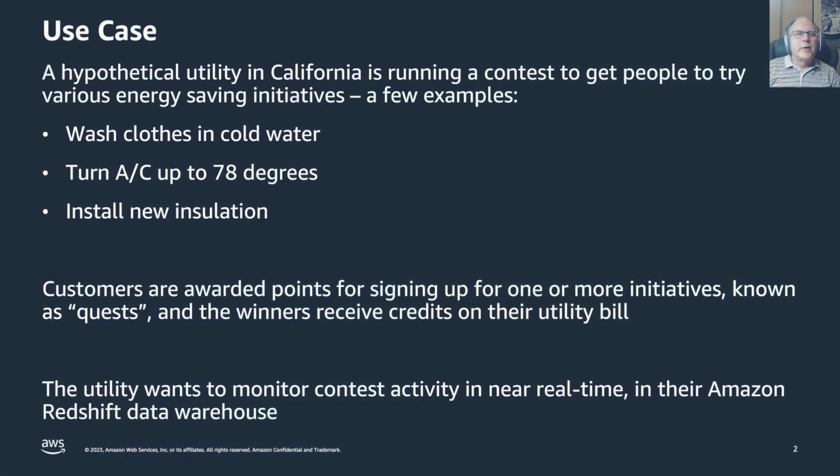So let's talk about our use case. For this example, we have a hypothetical utility in California, and they're running a contest to try to get people to try various energy saving initiatives. A few examples are shown here. Maybe wash your clothes in cold water, turn your AC up, install new insulation, and many others. So the customers that sign up for these challenges, known as quests, are awarded points, and the winners receive potential credits on their utility bill for participating. And the utility wants to monitor the contest activity in real time so they can actually make adjustments if they need to on the fly.